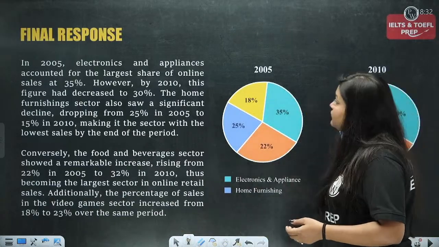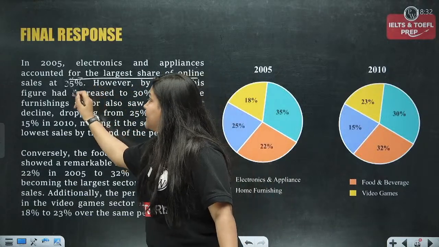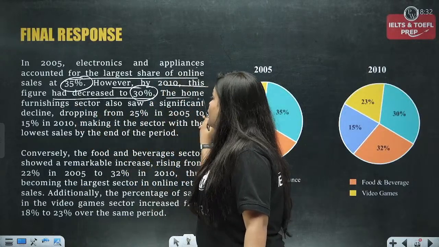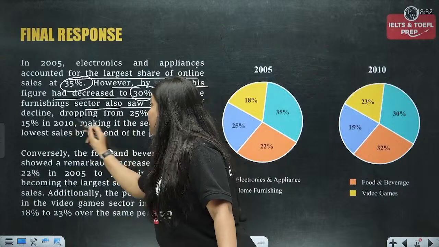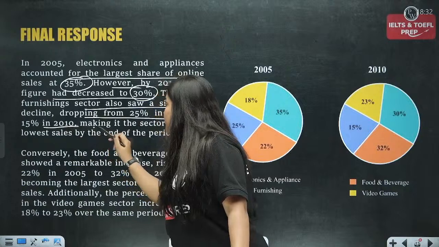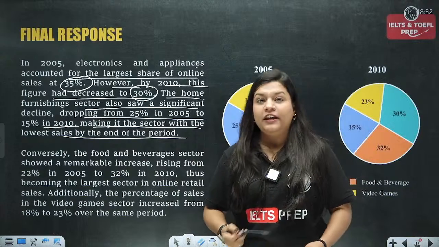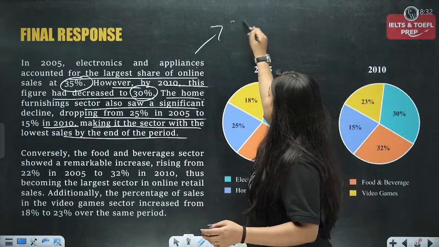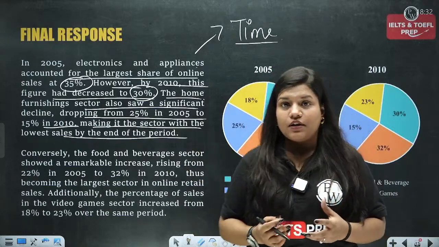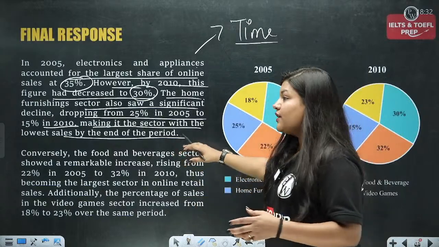Now, in 2005, electronic and appliances accounted for the largest share of online sales at 35%. However, by 2010, this figure had decreased to 30%. The home furnishing sector also saw a significant decline, dropping from 25% in 2005 to 15% in 2010, making it the sector with the lowest sales by the end of the period. Make sure you use the time period as well in order to mention the data, so that the examiner will be on the clear side, or on the precise side, that okay, the student has also mentioned the data properly.